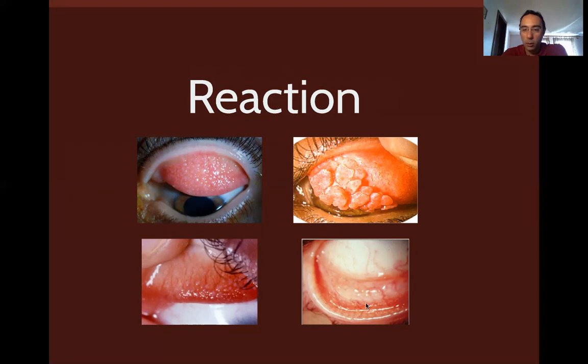The one on the lower right-hand corner, you can see some follicular reactions, which are usually caused by viral infections. But some bacterial infections may mimic viral infections because the microorganisms that cause that bacterial infection are actually intracellular, such as chlamydia.